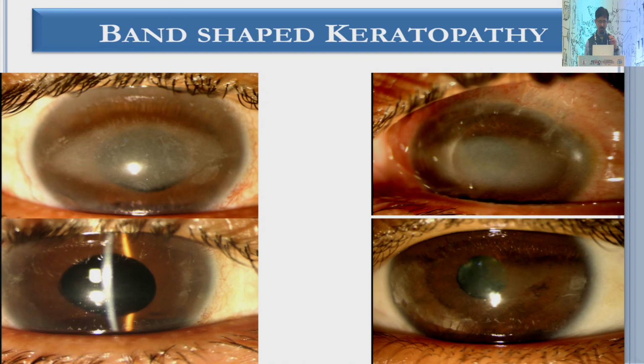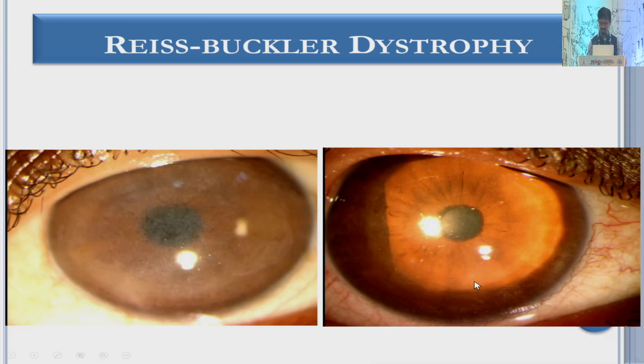Now, many cases of band-shaped keratopathy you can clear up with the help of PTK. Like you can see, this is the pre-op picture, this is the post-op picture, this is the pre-op picture, this is the post-op picture. A case of Reis-Bücklers dystrophy, the pre-op picture, post-PTK, you can see it has cleared up significantly.